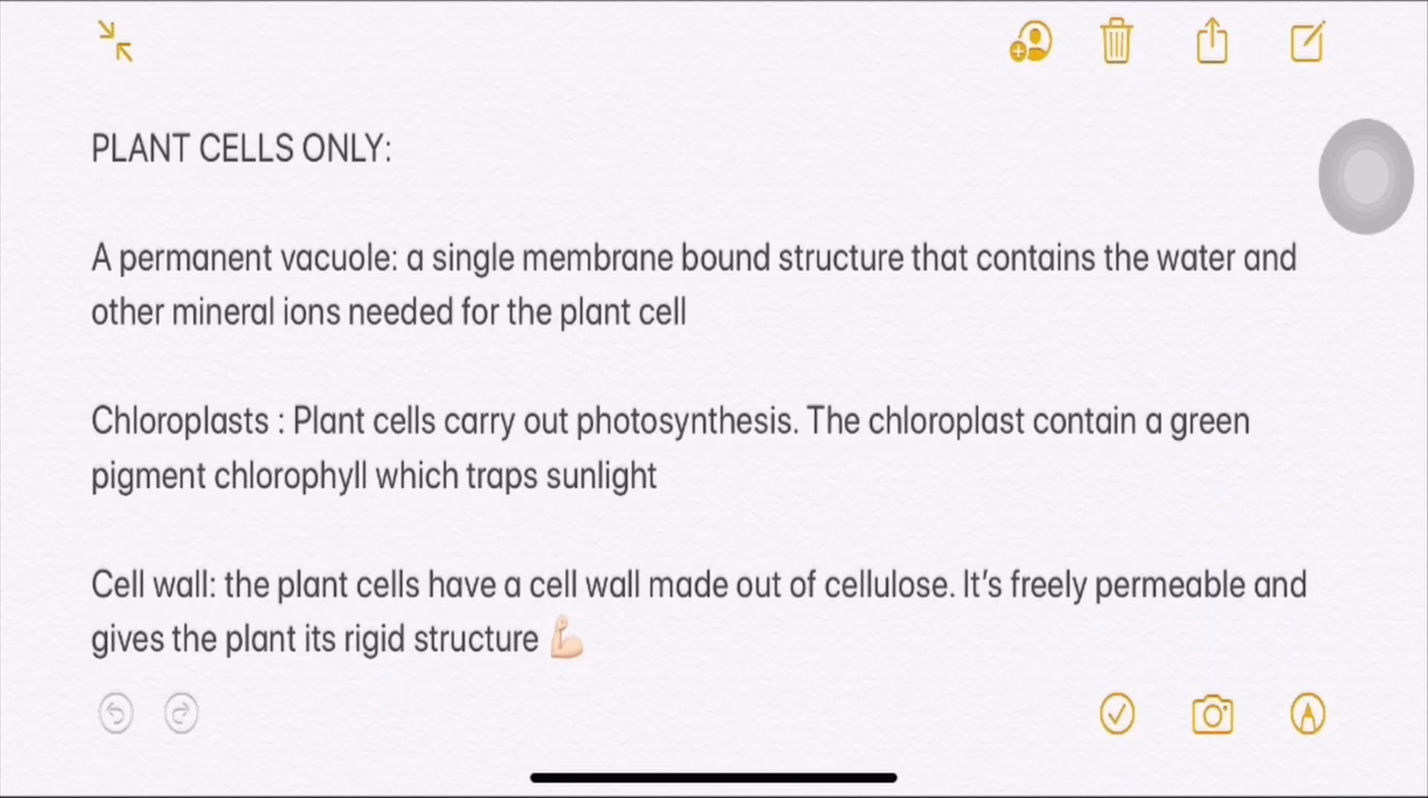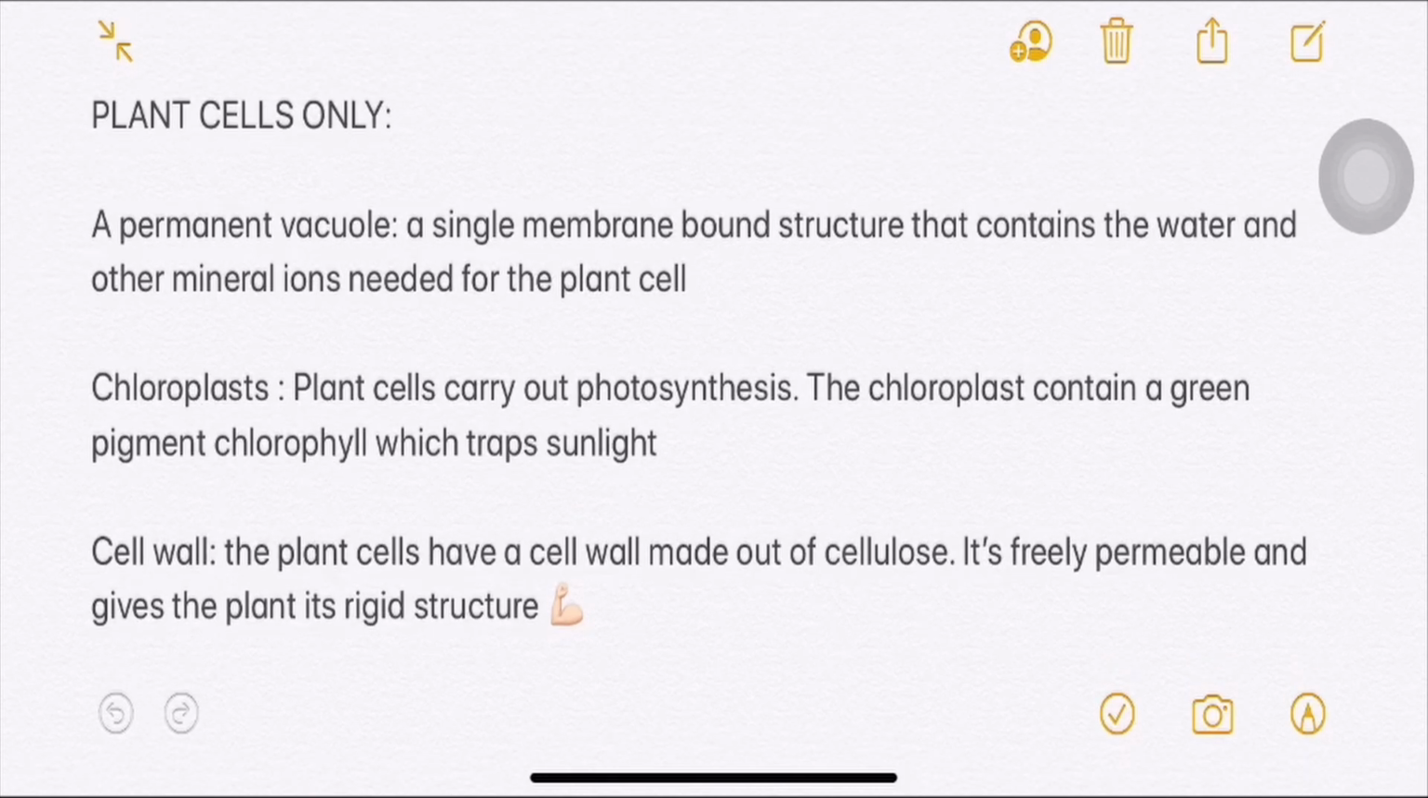So in case there's a question, if you have doubt between the organelles that are present in an animal cell and a plant cell, voila, these are the organelles that are only found in a plant cell. The difference between animal cells and plant cells is that a plant cell has a permanent vacuole, chloroplast, as well as a cell wall.